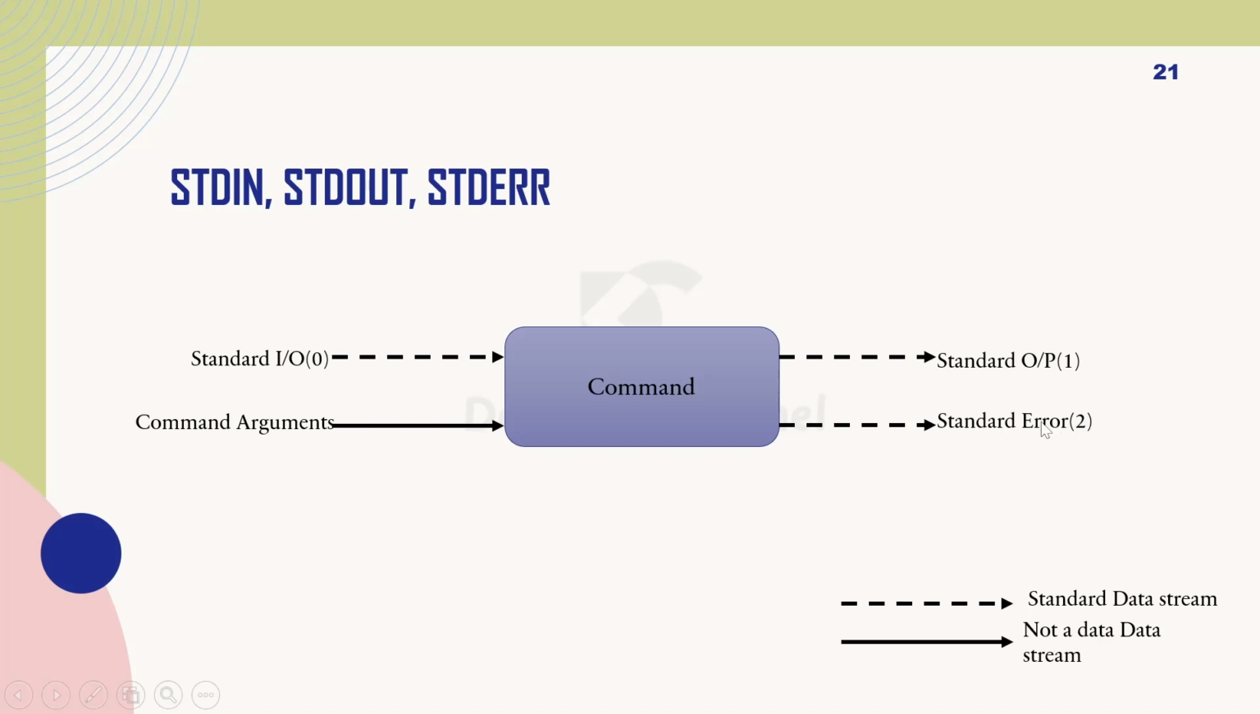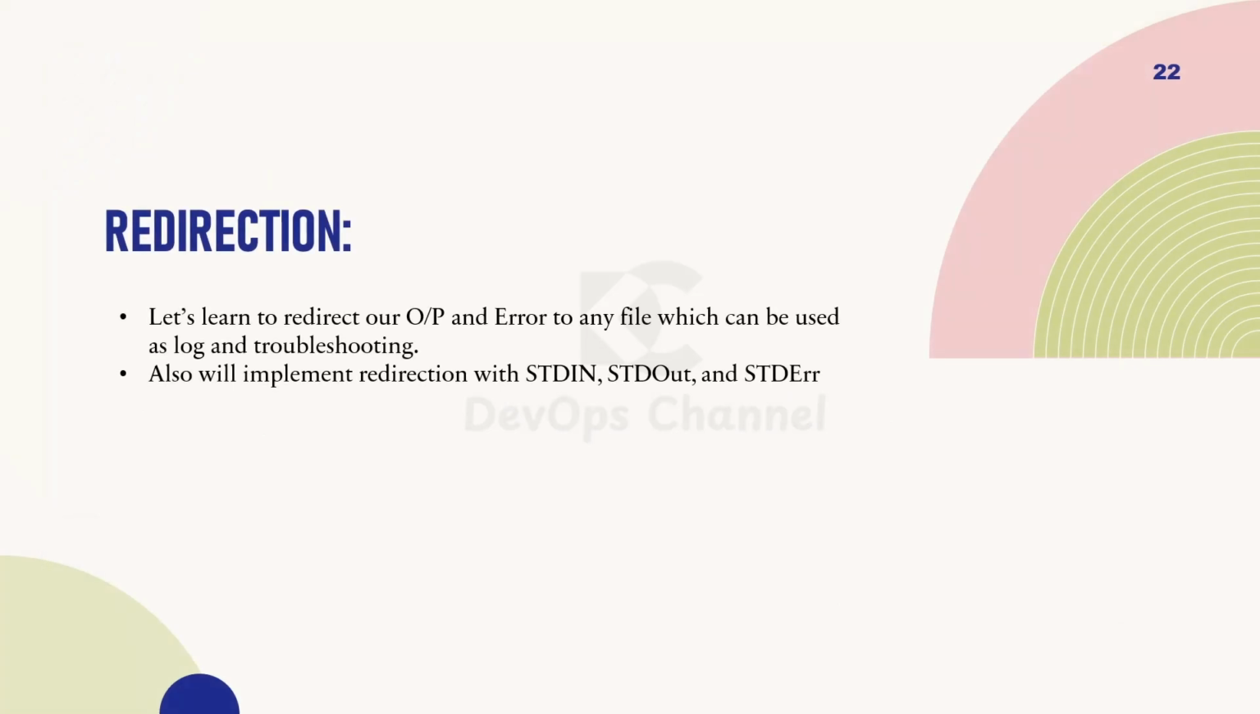All right, we will understand this when we go to our Ubuntu VM. After understanding standard input and output, we will also learn how you can redirect your output or error, or how you can take input from a file and redirect it to standard output. So let's head over to our Ubuntu VM and practice this.